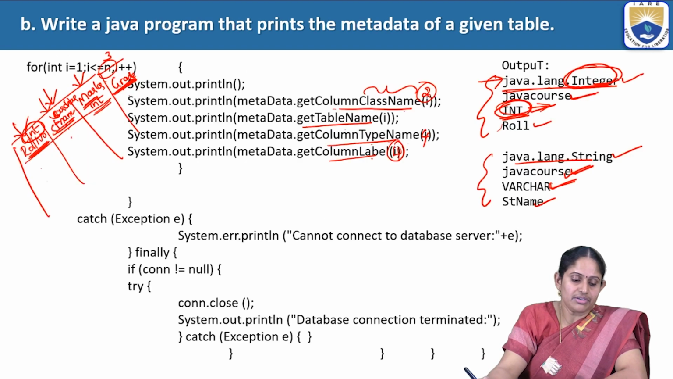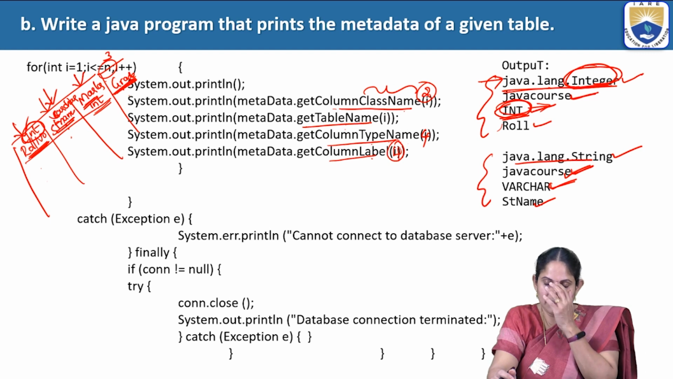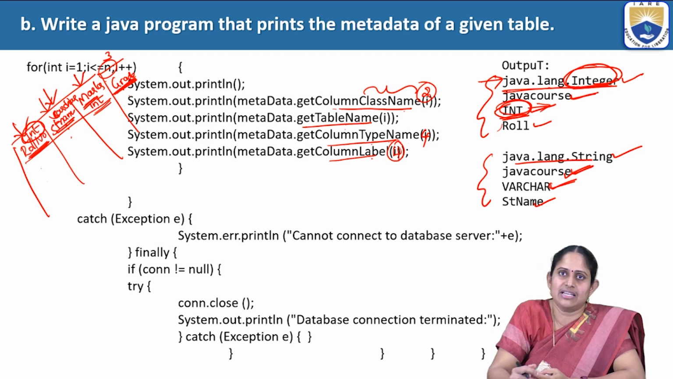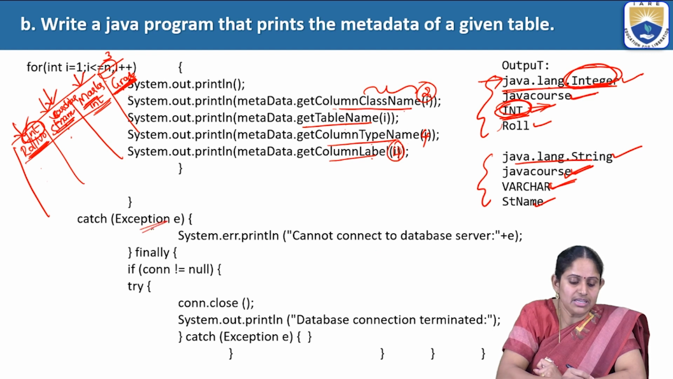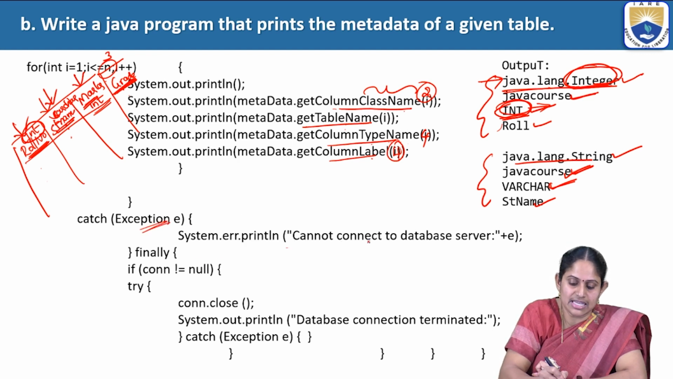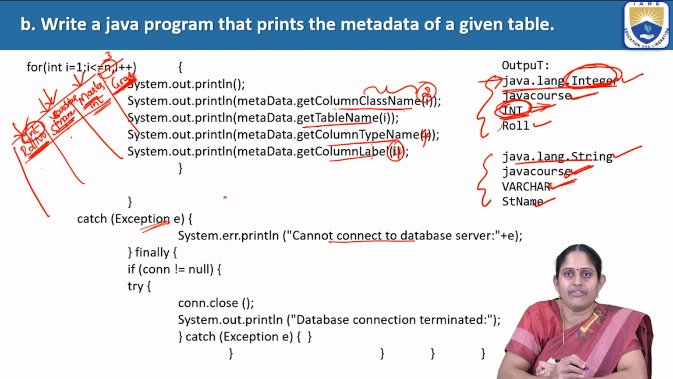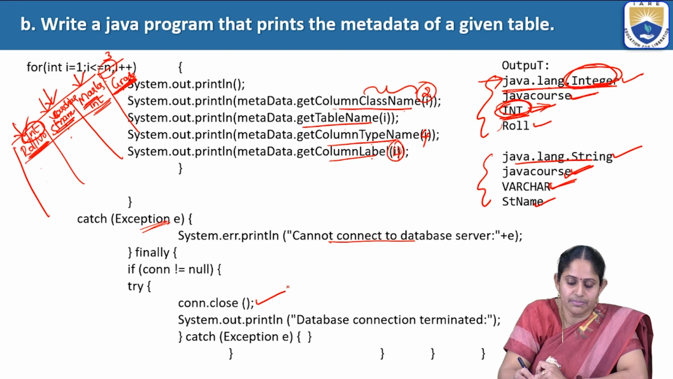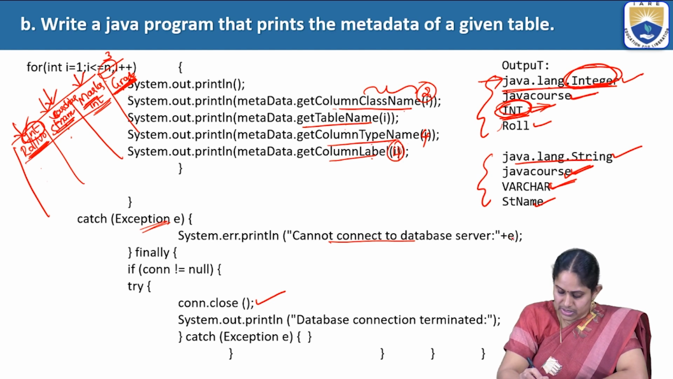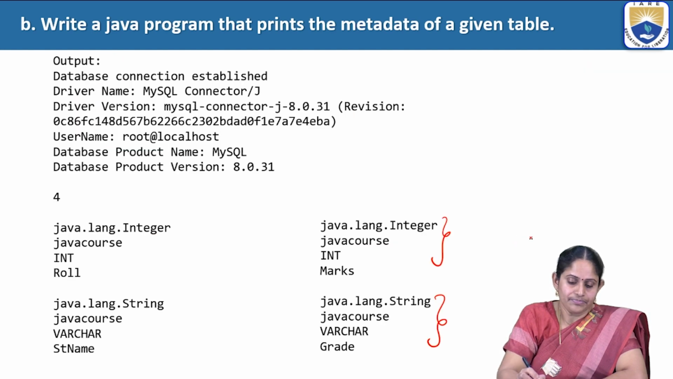So this is how we retrieve the metadata of the database as well as the result set. Now, in case it throws any exception, it will be caught here, and this error message will be displayed. And after our work, we have to close the database. So for that, we call the connection.close method, which will close the database. So that is all for today.